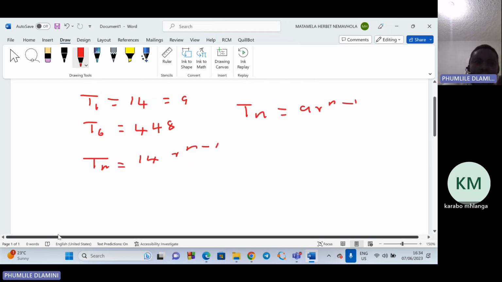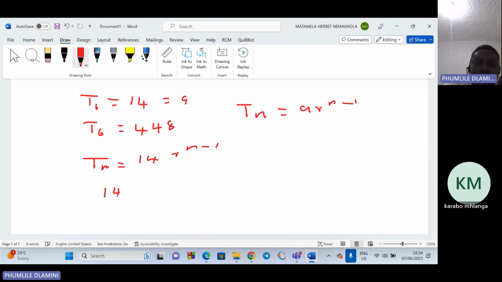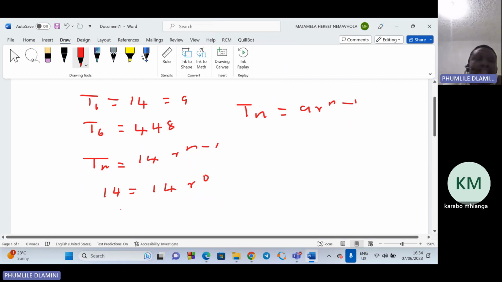The first thing we can do, for T1, we know that is 14. So 14 equals 14 times R to the power, where n is 1, so 1 minus 1. It's going to be 0. You can see that for Tn we are still going to get 0. But we can leave it like this.